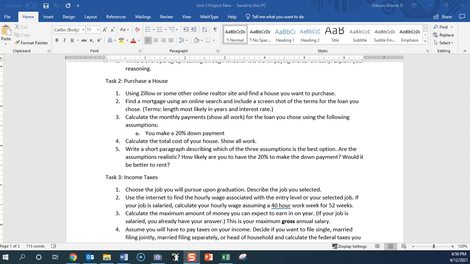You want the length, most likely in years, and the interest rate. So that's our number 2. Number 3, calculate the monthly payments. Show all your work for the loan you chose using the following assumption. And then A, you make a 20% down payment. Then 4, calculate the total cost of your house. Show all work. And then number 5, write a short paragraph describing which of the 3 assumptions is the best option. Are the assumptions realistic? How likely are you to have?